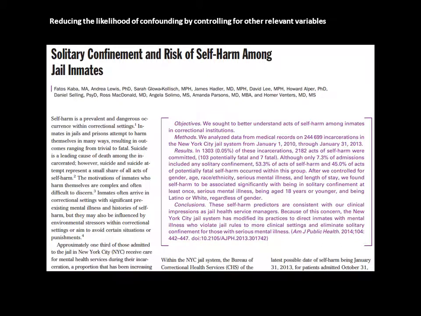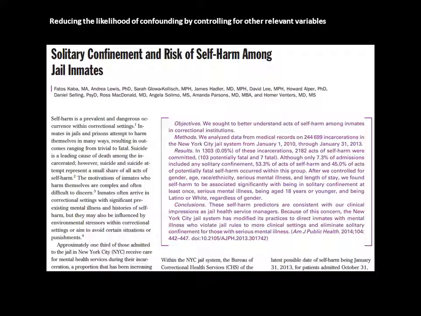Sometimes you can adjust for confounding variables by using a multivariate model. This was a recent study published in the American Journal of Public Health, where they were examining whether solitary confinement increased the risk of self-harm among jail inmates. They found that acts of self-harm were much more common among people who went through solitary confinement compared to people who did not. 53% of all of the acts of self-harm that they observed occurred among the 7.3% of people who were in solitary confinement at some point, which is disproportionate. It suggests that there's a strong relationship between solitary confinement and self-harm.